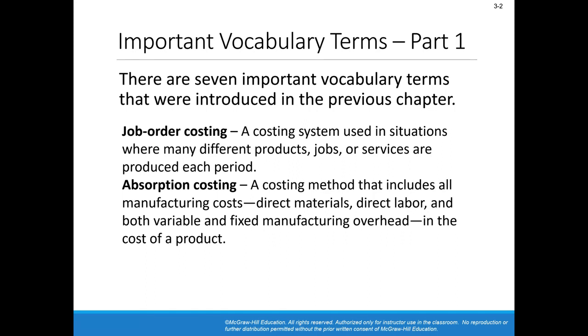All right, so we started talking about this last week in chapter 2. So we're just going to go over some of those terms real quick as a review. So we have job order costing, which is a costing system used in situations where many different products, jobs, or services are produced each period. So we talked about what that would look like if it was a large production of the same type of product, you would have one job for that, or it could be one big job. We talked about maybe an airplane, that could be considered one job.